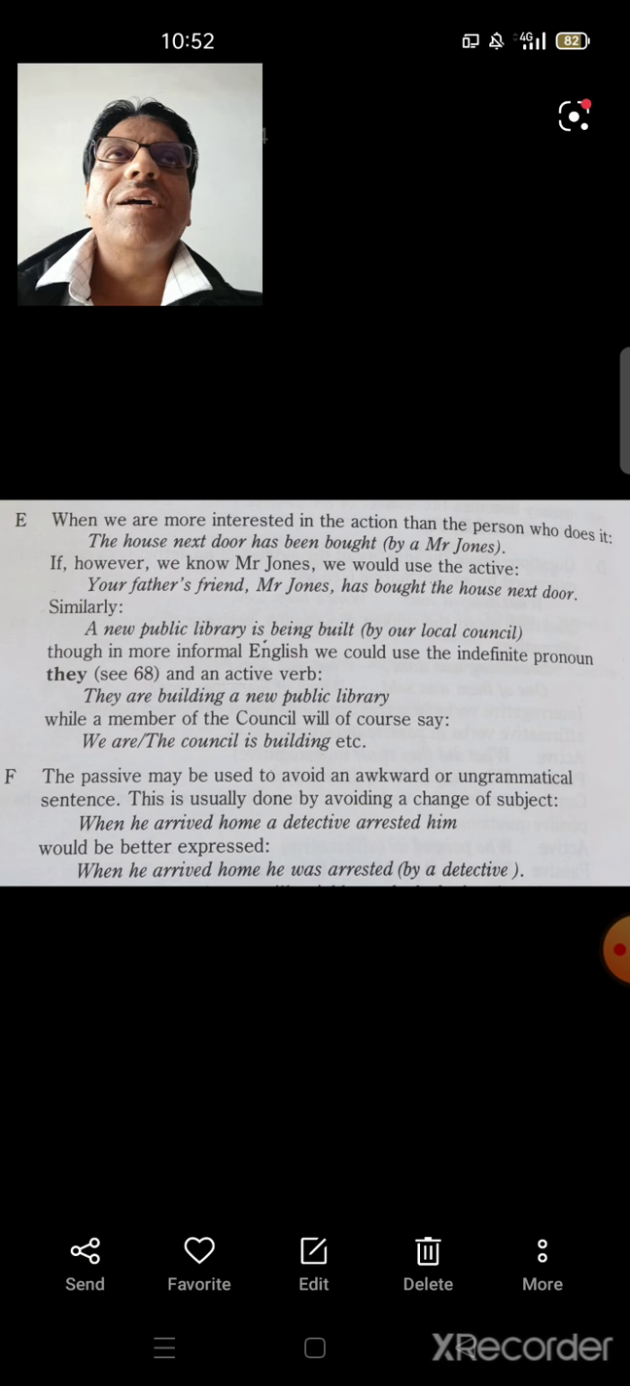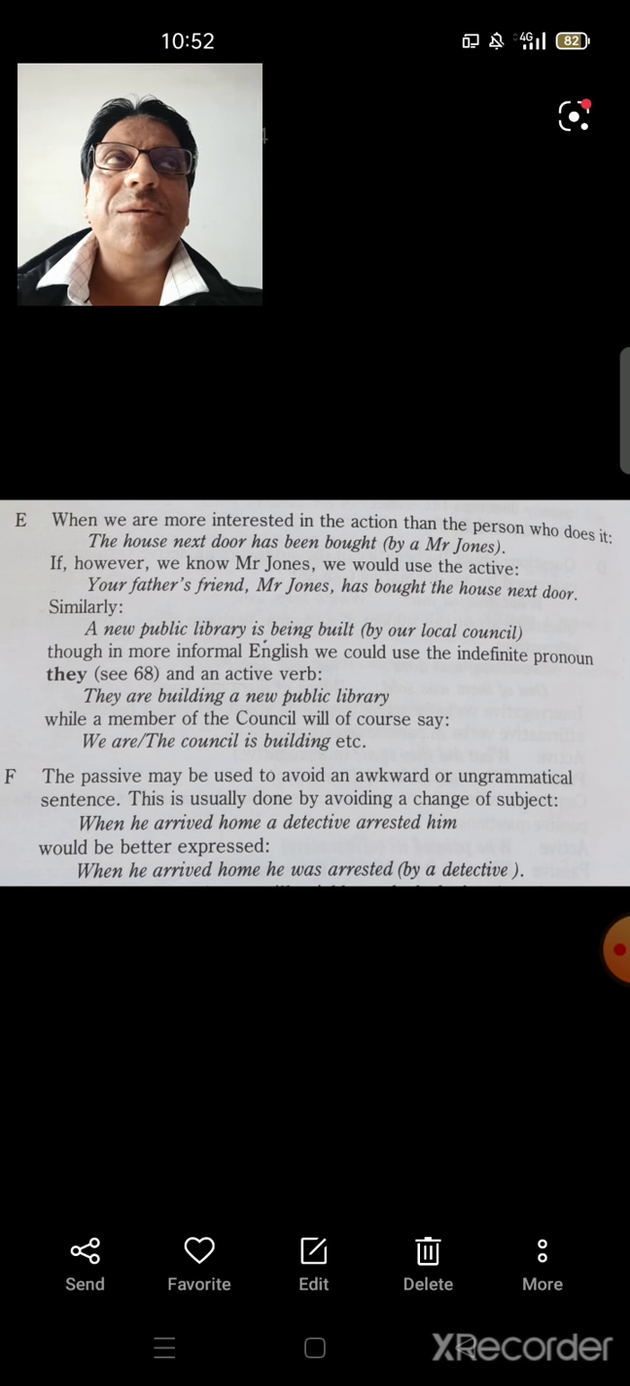What is important is the house next door which has been sold and has been bought by a certain Mr. Jones whom we do not know. But in the next case, when we use the active form, it changes to the active form because we know Mr. Jones. Your father's friend, Mr. Jones, has bought the house next door.